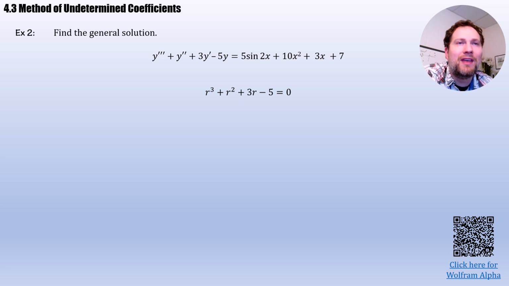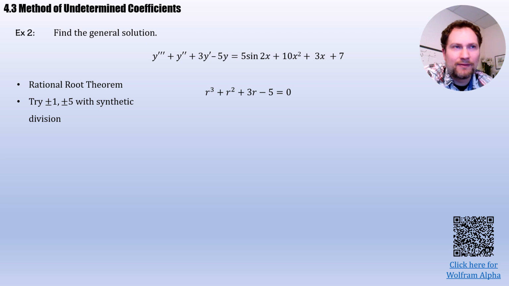On the left side, we've got that cubic as our characteristic equation. We're going to need to figure out how to factor that, so let's use the rational root theorem to make some good suggestions. If we have any hope of factoring this at all, then what might be a good list of easy guesses? Well, how about plus or minus 1, plus or minus 5? Try these with some synthetic division. You'll find pretty quickly that r equals 1 works.